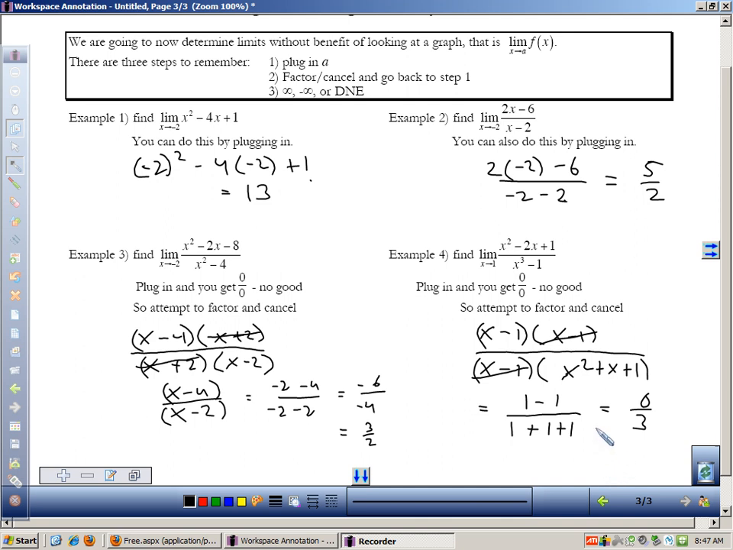So I get 0 over 3. Well, if I get a 0 in the numerator, what does that tell me my function equals? 0. If I get a 0 in the numerator, that's fine. We just end up with 0. So my limit there is 0.